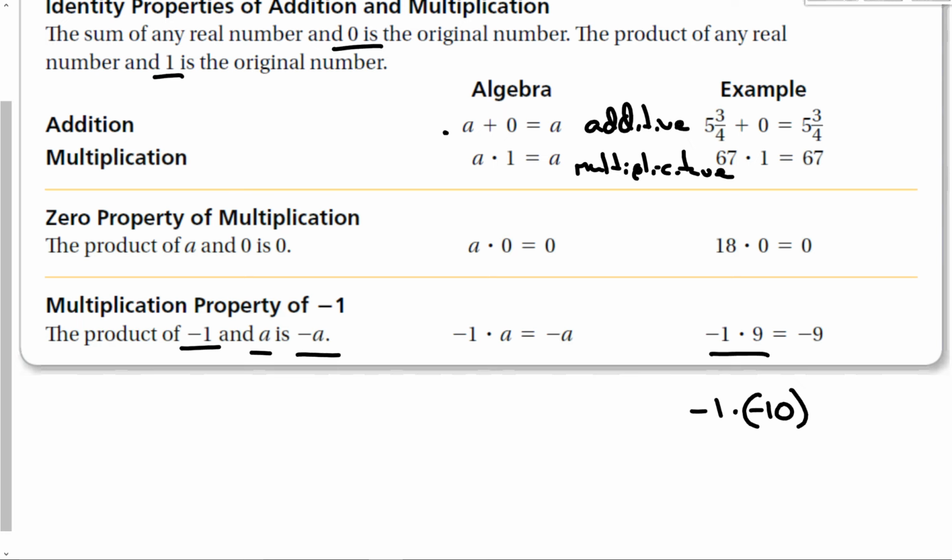Let's look at a different example besides the one that they give us, which is pretty obvious that -1 times 9 is -9. What about -1 times -10? Well, when we do this, my answer is always going to be the opposite of the thing that we're multiplying by. So I'm going to get a positive 10, which hopefully you realize that negative times negative is a positive. But it's important to realize that this property is not saying that if you multiply a -1 times something, you're always going to get a negative, right? The negative in the front means the opposite.